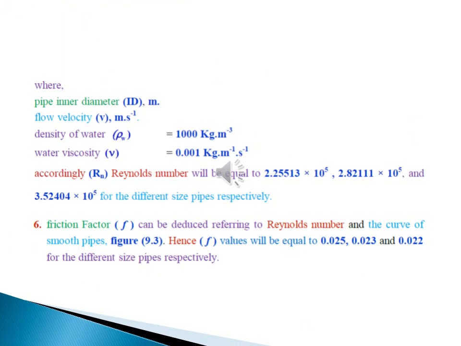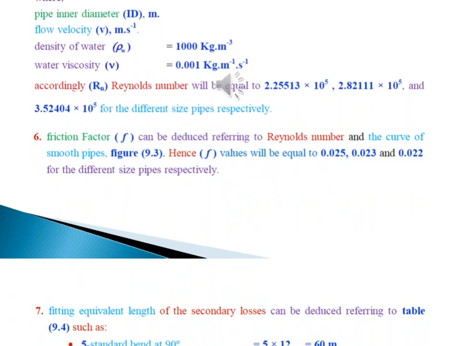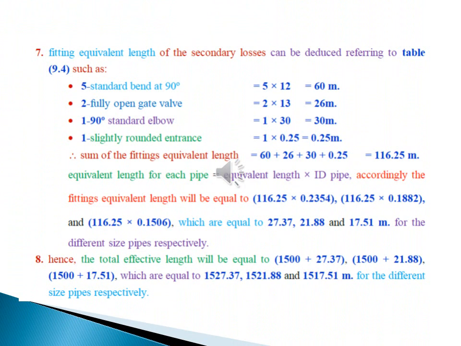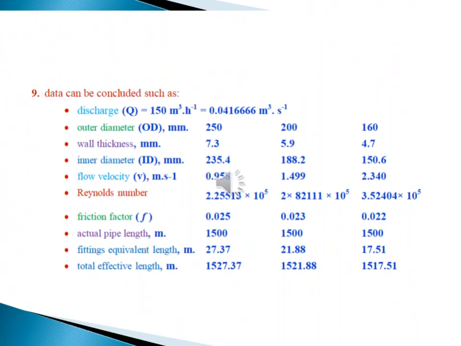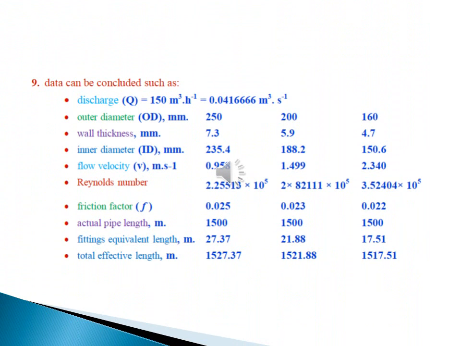The identification of previous samples on calculation of the Reynolds number, in addition to calculation of the friction factor. My dear, deduce the fitting equivalent length of the minor losses as shown. Hence, the total effective length will be deduced also as shown in front of you. My dear, the best way for simplifying the presentation of the result of the previous calculation.